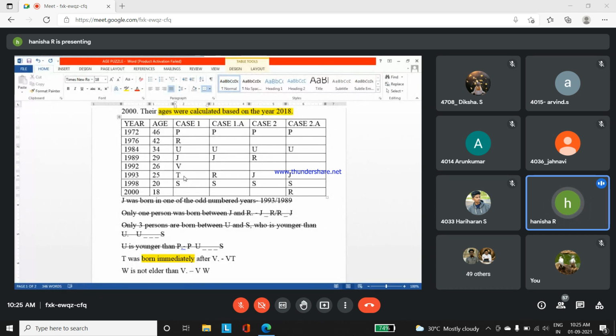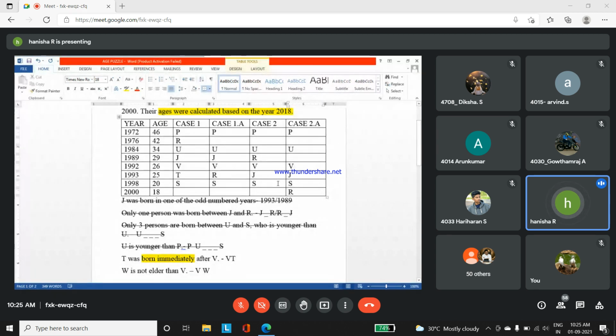If you look for the same in case 1A, case 2 and case 2A, you can mark V everywhere, but the provision for marking T is not there because you have R, J and J, which means there is an issue, there is a problem in all these cases.